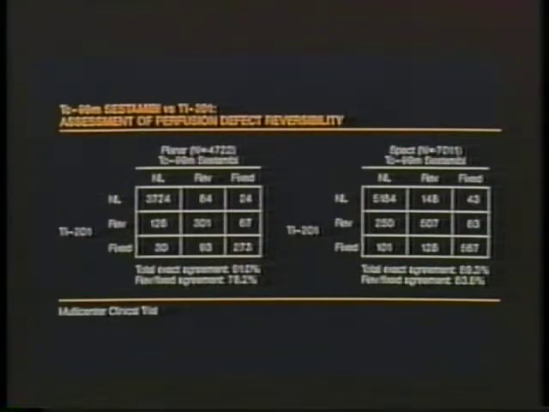Improvement or normalization of an exercise defect on the resting image indicates defect reversibility and implies the presence of viable but hypoperfused myocardium. The exact agreement between cardiolite and thallium by planar imaging was 91%. By SPECT imaging, they were in exact agreement.